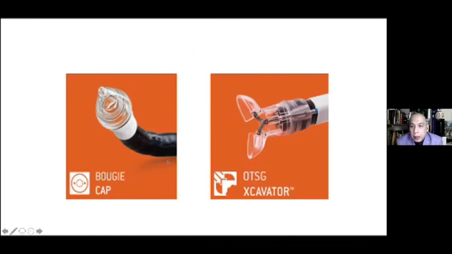Now, as I mentioned, the OTSC excavator can be used to excavate necrotic tissue, especially after doing that walled-off necrosis EUS initial access. And then we just come back and excavate dead tissue using this OTSC excavator.